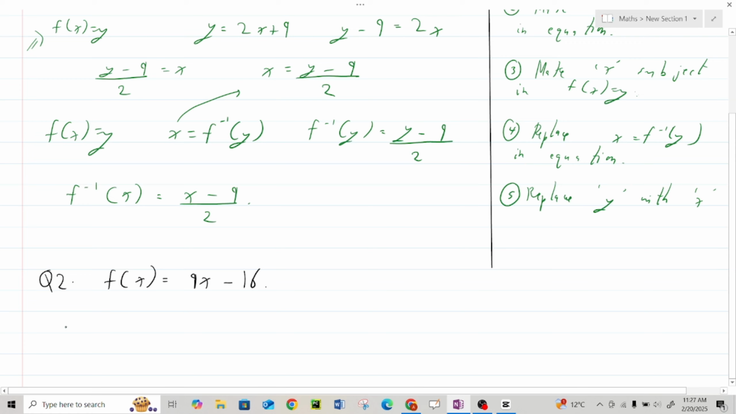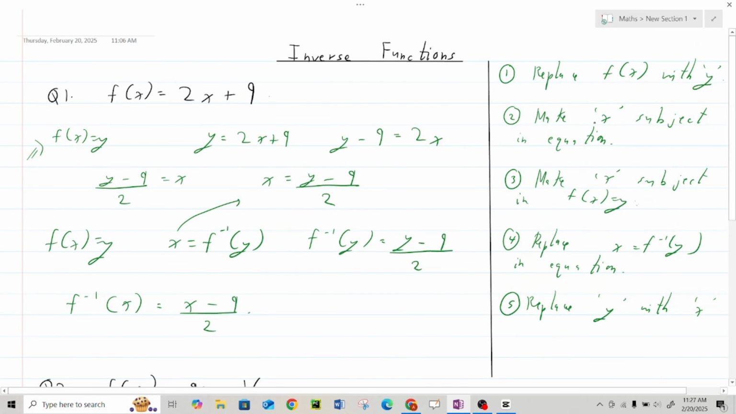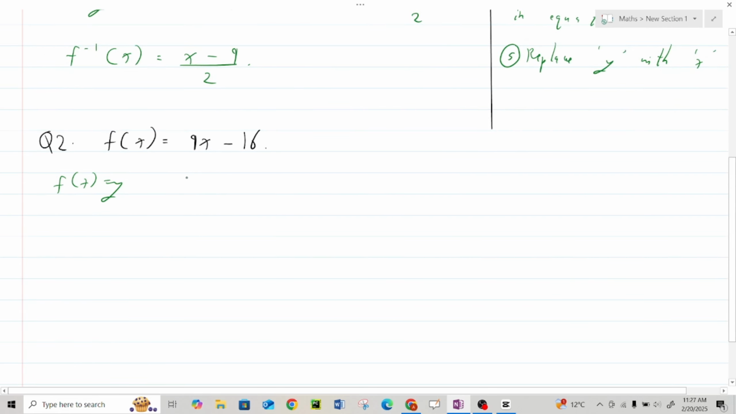The first step is f of x equals y; replace it with y. If you go above, the first step is replace f of x with y. The next step is make x the subject in the equation. So y equals 9x minus 16. That gives me y plus 16 equals 9x. Then (y plus 16) over 9 equals x. So now I have x equals (y plus 16) divided by 9.